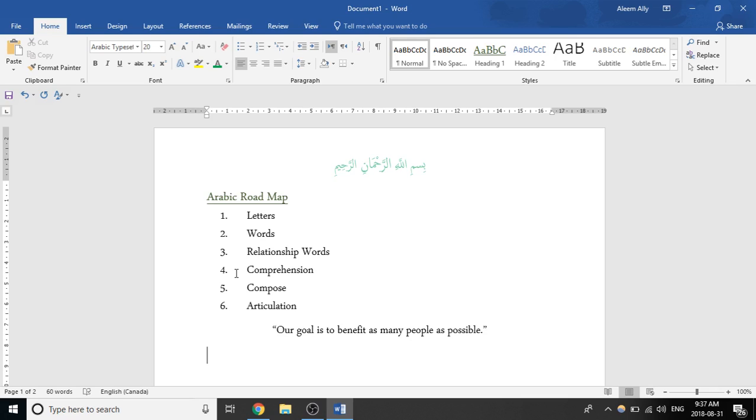Next, Sheikh went on to talking about our goal in this course, which is really important. And essentially the main purpose behind this course, behind us learning Arabic, is to benefit as many people as possible. As people who are in the line of scholarship, we have to understand that we learn for ourselves first, but we also learn to propagate to the people, to benefit them too.